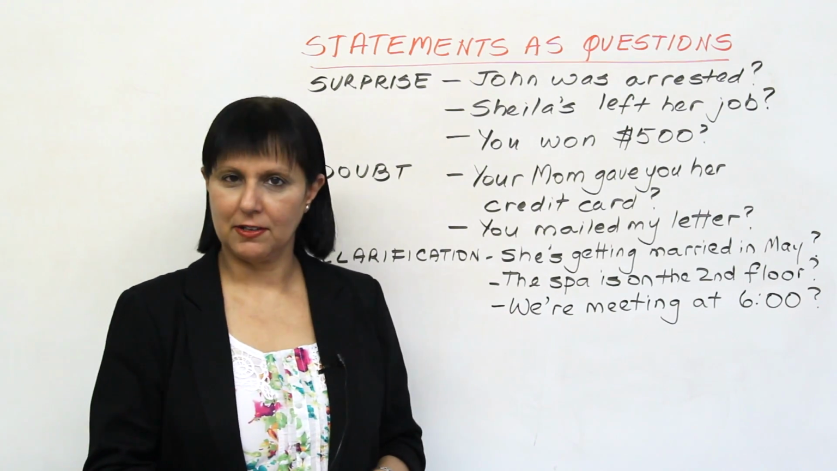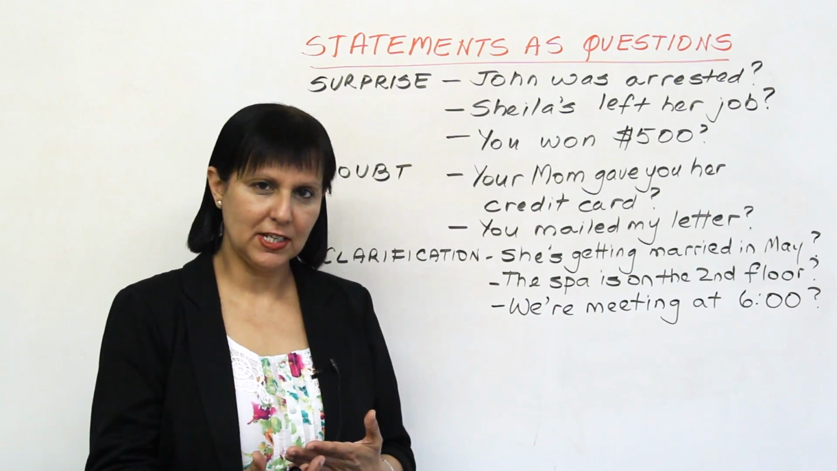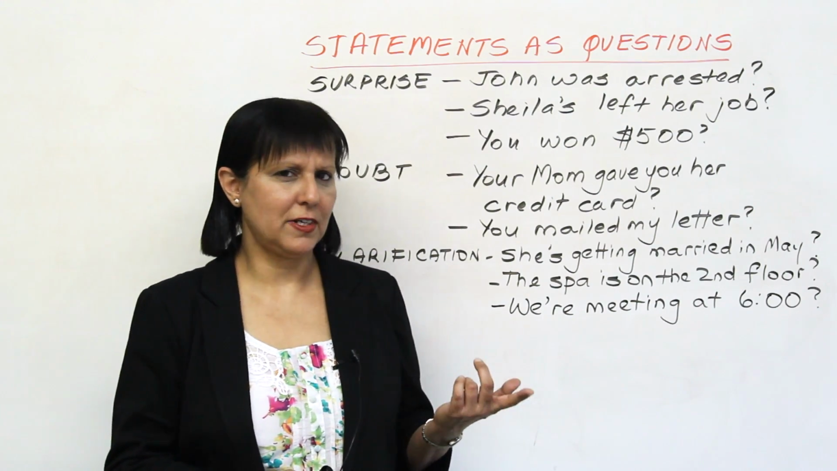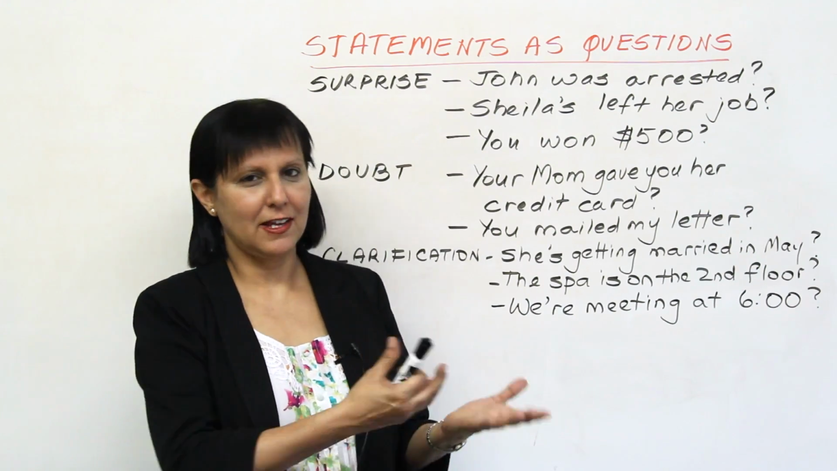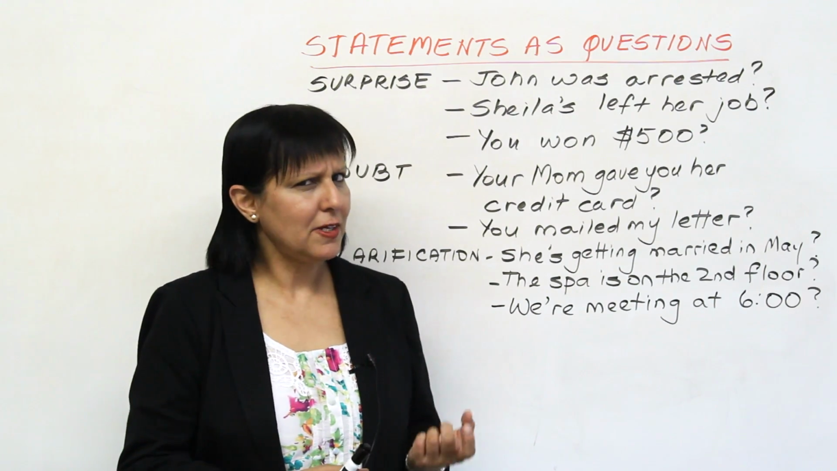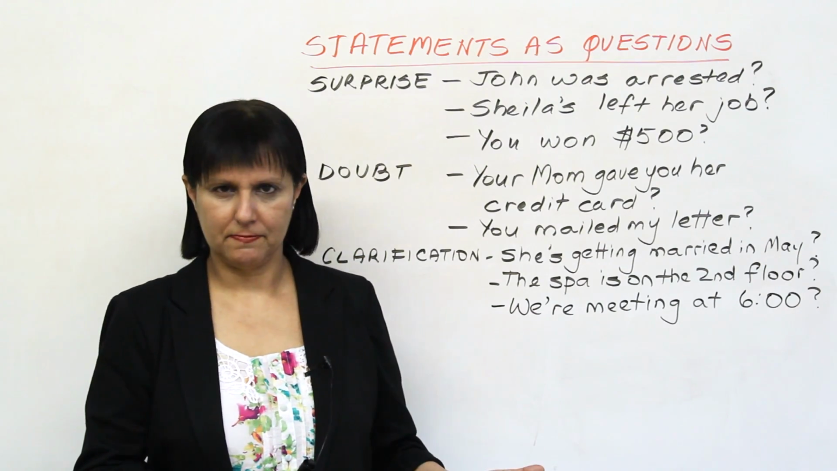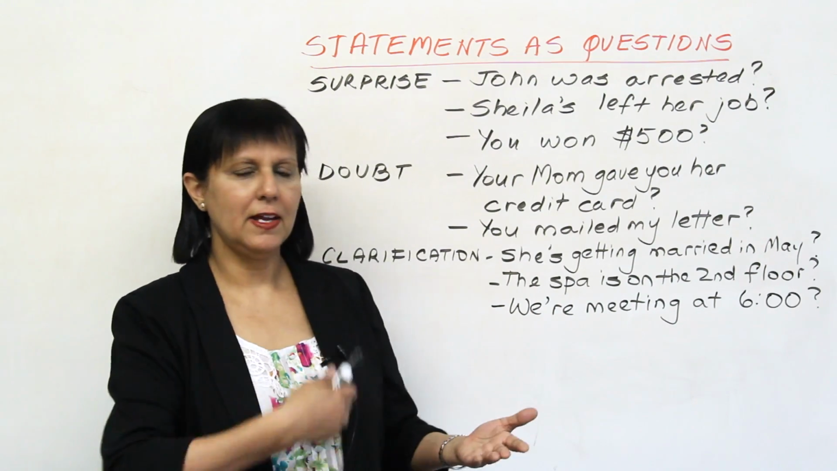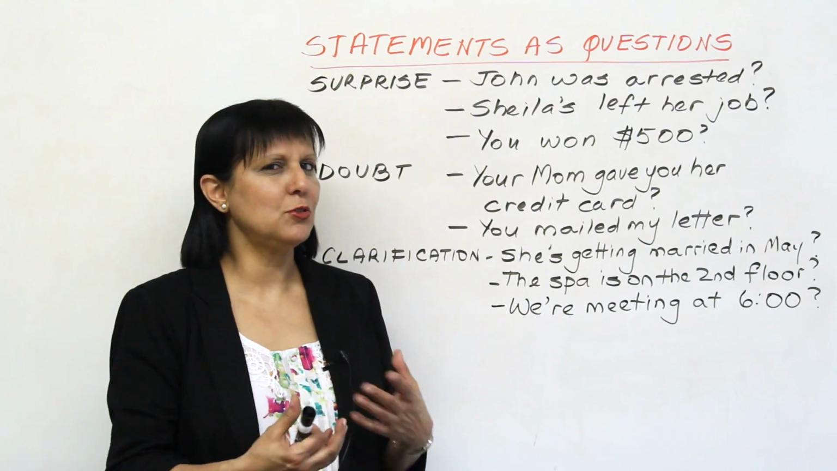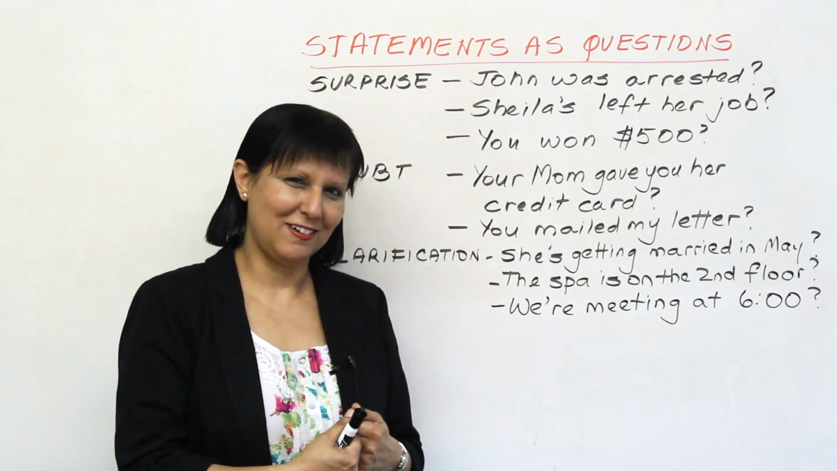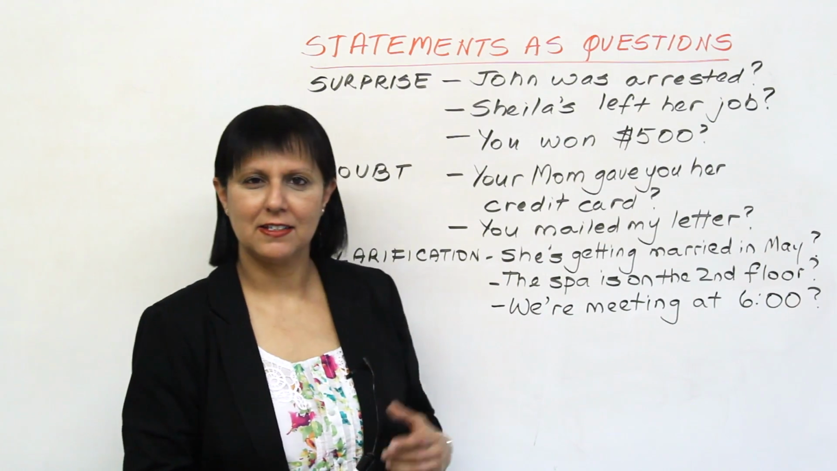All right. Next one. Your mom gave you her credit card. That's the sentence. What would the question be? Change your intonation. Your mom gave you her credit card? Okay? Now here there's doubt in my voice, right? I don't really believe that your mom gave you her credit card. Your mom gave you her credit card? Okay? Next one. You mailed my letter. That's a sentence, right? How do we change it to a question? Let's say you're asking this of someone who doesn't usually do some of the things you ask them to do. All right? So you say, you mailed my letter? Okay? So that's another way.